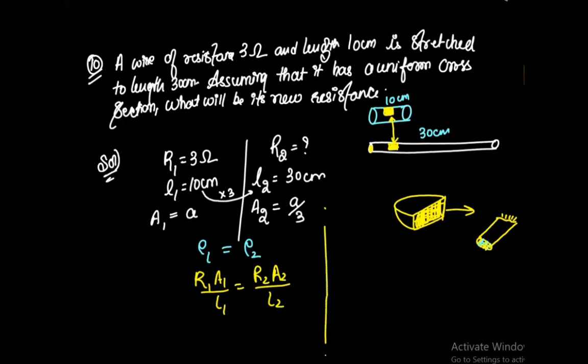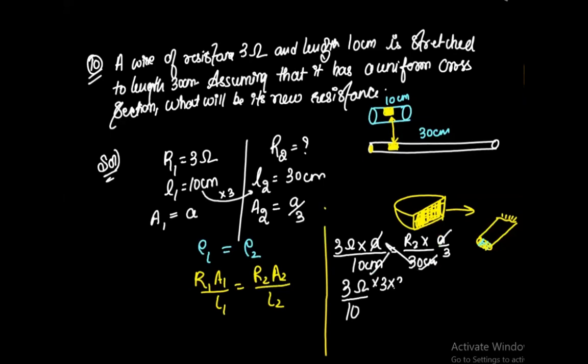Let's put the values and get the answer. R is 3 ohm. Area is, we took it as A. Length is 10 centimeters. R2, A is A by 3. And this is 30 centimeters. Centimeter, A will get cut. 3 ohm upon 10. Shift 3 and this 3 that side, into 3 into 3 into 30 is equal to R2. So 10 will get cut. Resistance 2 is 27 ohm.